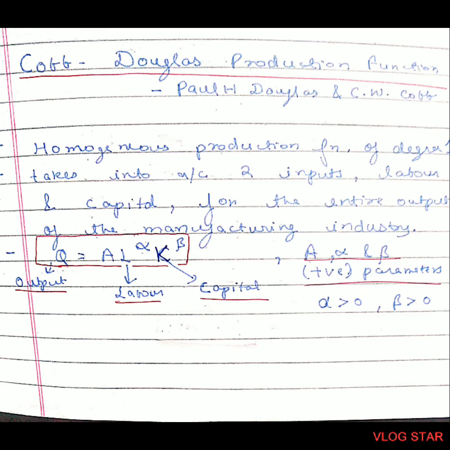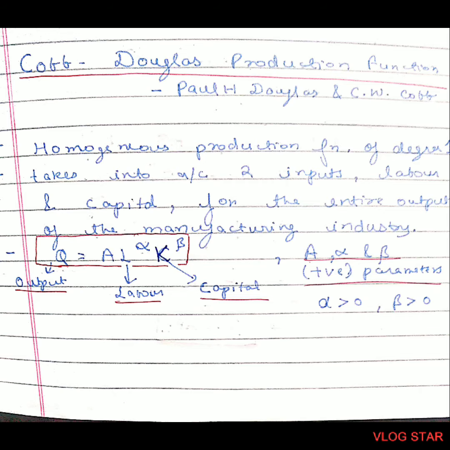Hello everyone, today's topic is Cobb-Douglas production function. It was given by Paul H. Douglas and C. W. Cobb. It is a homogeneous production function with degree of 1. This production function takes into account two inputs, labor and capital. So for the entire output we just use two factors, that are labor and capital.